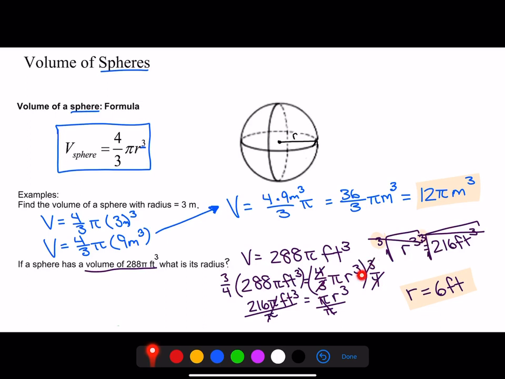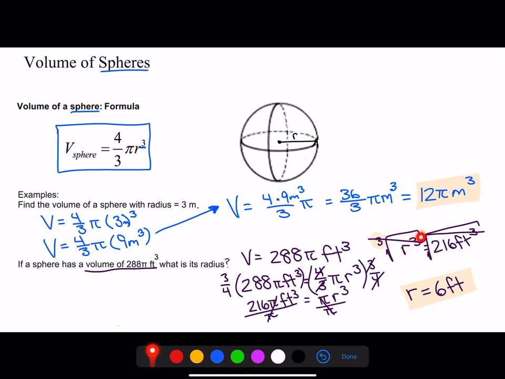The 3 and the 3 cancel out, the 4 and the 4 cancel out. What I do to one side of my equation, I must do to the other. So 288 pi feet cubed multiplied by 3/4 will give me 216 pi feet cubed. From here, I divide both sides by pi, and I'll just get rid of that pi for us. So pi is now gone. We're left with 216 is equal to r cubed.